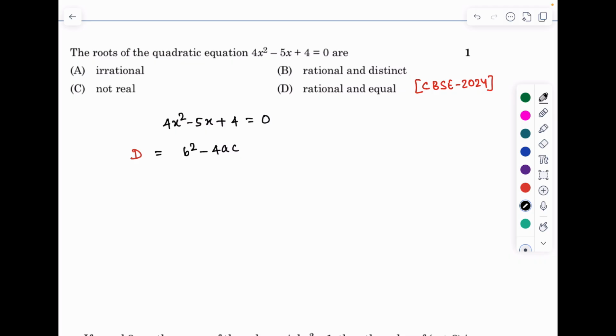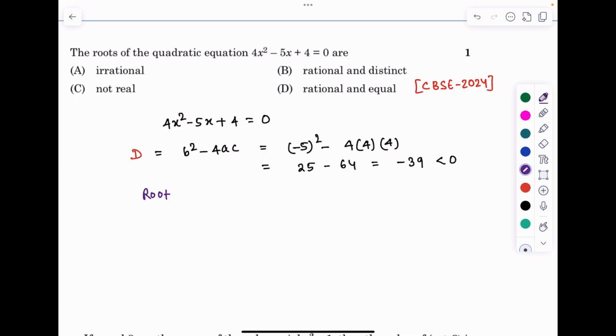And D is equal to, we know that, b square minus 4ac. Here b is equal to minus 5, minus 4 times, a is your 4 and c is also 4. That is 25 minus 64, that will come to minus 39, which is less than 0. So hence roots are not real.